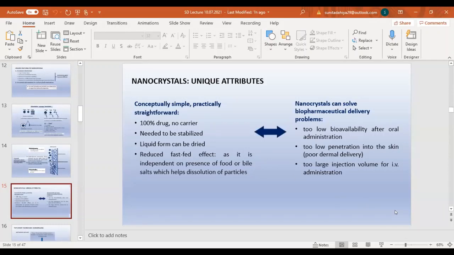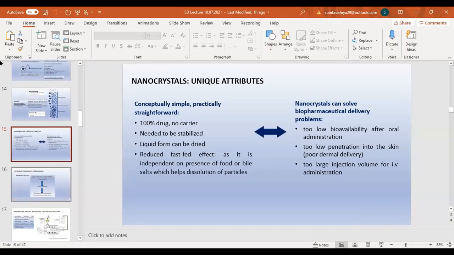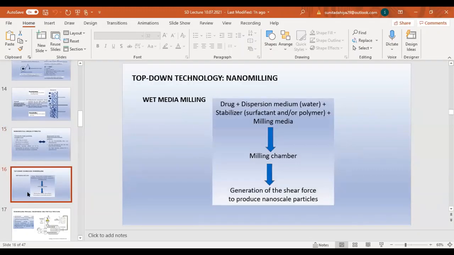Sometimes, if the solubility of a drug is limited, you may need to use various co-solvents, or you may require a large injection volume for its intravenous administration. So this limitation can also be overcome in the case of nanocrystal formulation. So these are all unique attributes that you usually do not find in other types of formulation approaches.